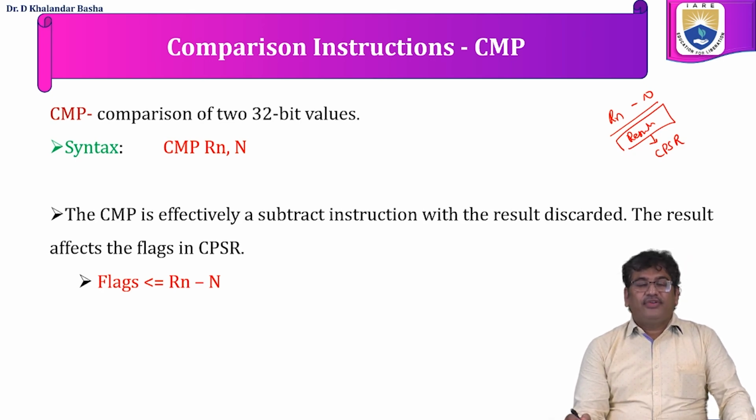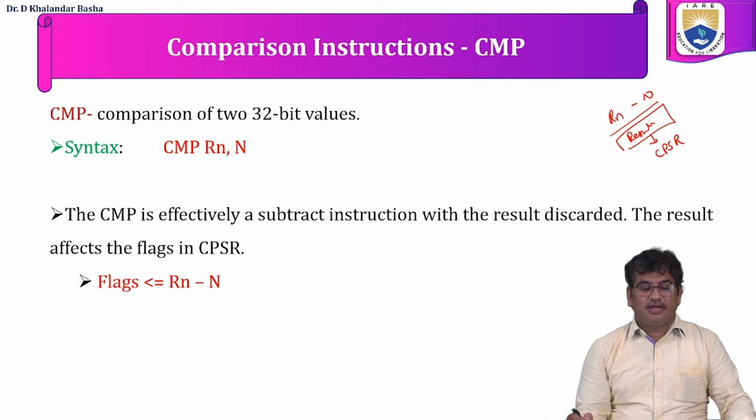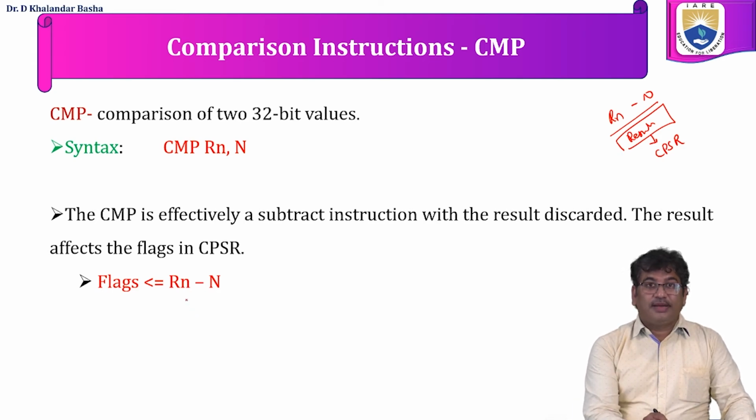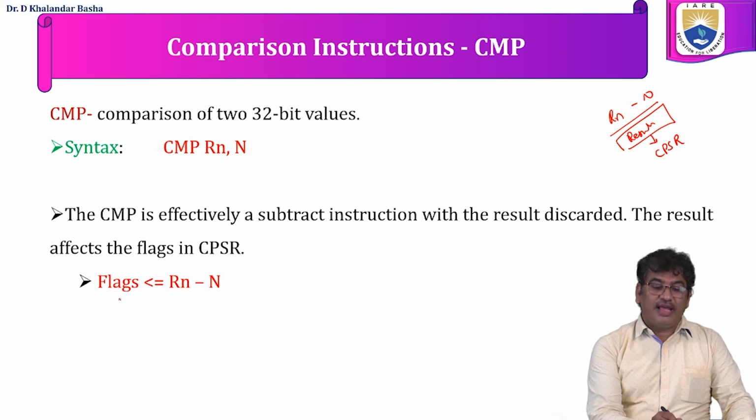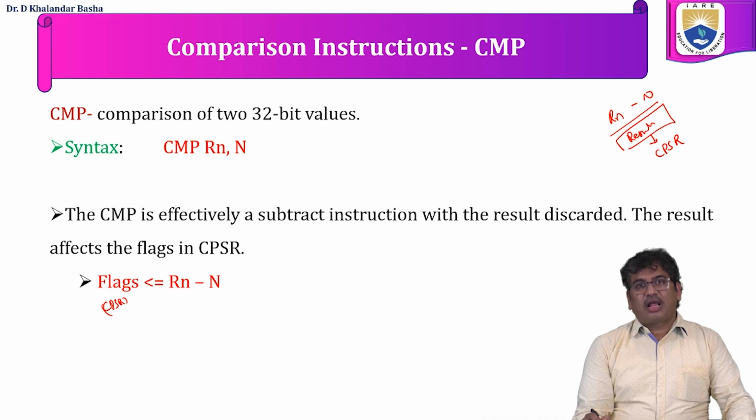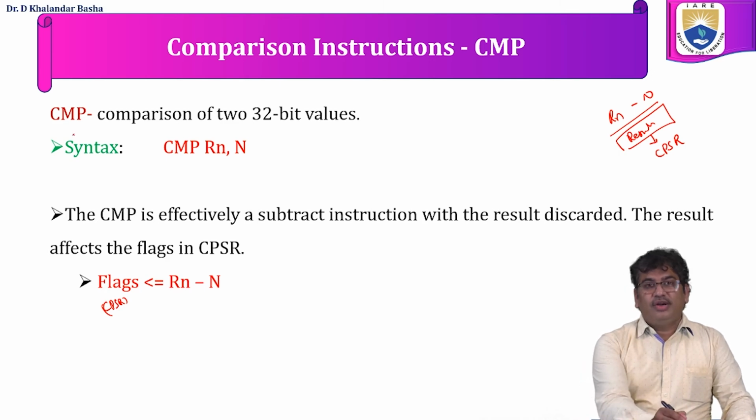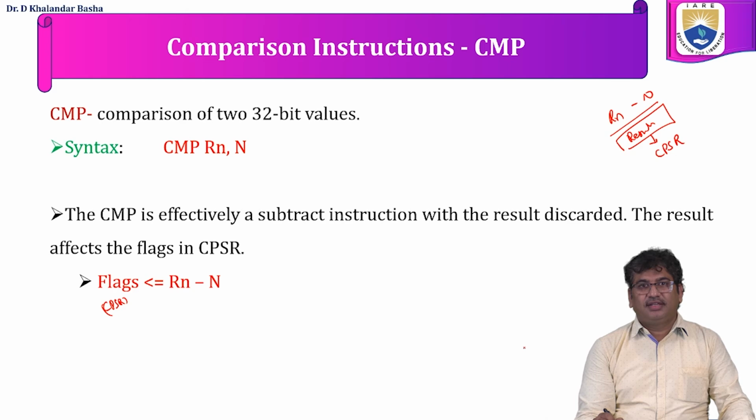CMP is effectively a subtraction instruction with the result discarded. The result affects the flags in CPSR. So it performs the subtraction between Rn and N, and the result will not be stored anywhere. It will just update the flags in the CPSR register. For this comparison instruction, there is no need of adding the suffix S. Even if you add S, CMPS, it is going to do the same operation.